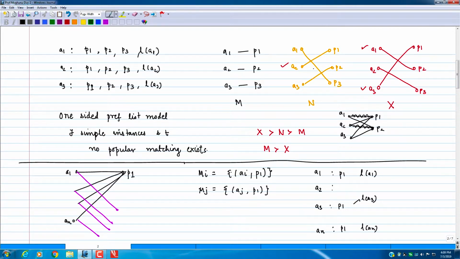Contrast this with this instance where there is no popular matching because you do not have enough posts. While the original instance does have P3, P3 doesn't come into the picture, neither do LA1, LA2, LA3. So what I want you to observe is that this addition of last resorts is not changing the answer from yes to no. It is really a convenience, so that S of A always exists.